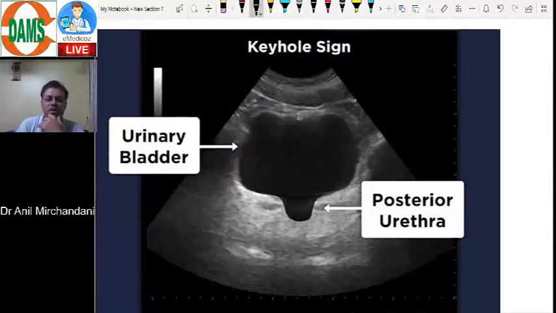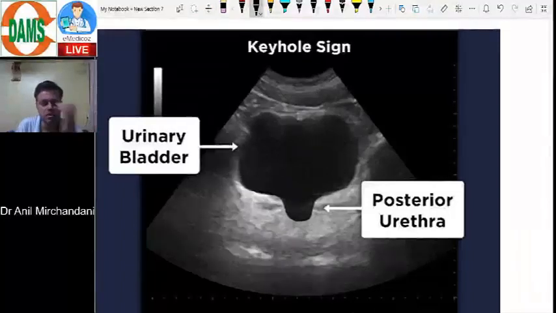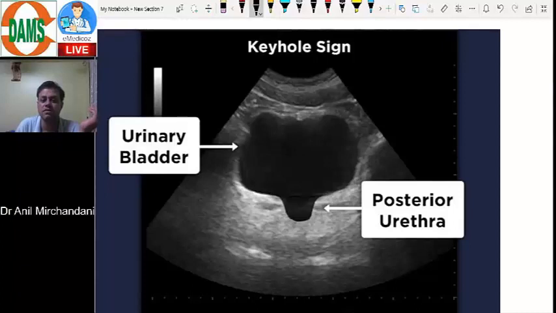This is a sonography where the fetal urinary bladder is overly distended. Urinary bladder distension, and the posterior urethra is also distended. This is because of the posterior urethral valve. Very famous sign called keyhole sign. Keyhole sign is the PUV, posterior urethral valve. So amniotic fluid will not be formed because urine will not come out due to the posterior urethral obstruction.